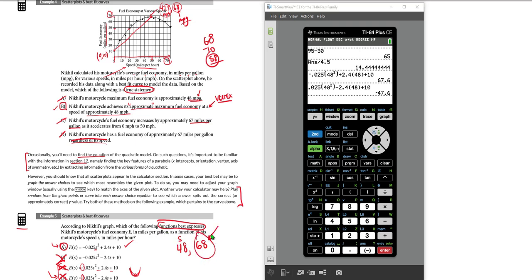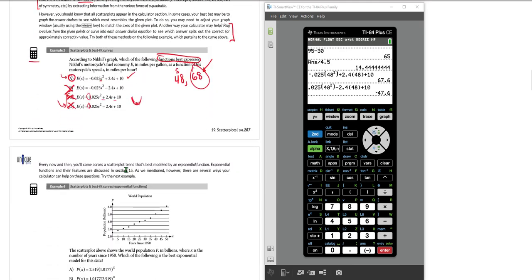So this is another way that you could do a question like example 5. You could pick points from the graph that's given, plug those points into the answer choice equations or functions, and see which of them produce the results or the values that you need them to produce.